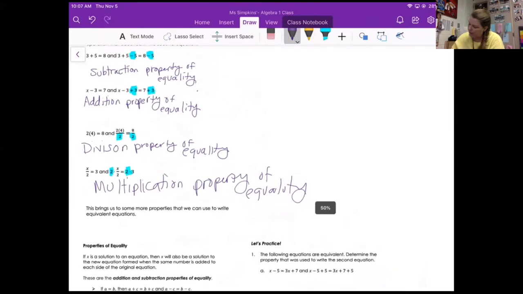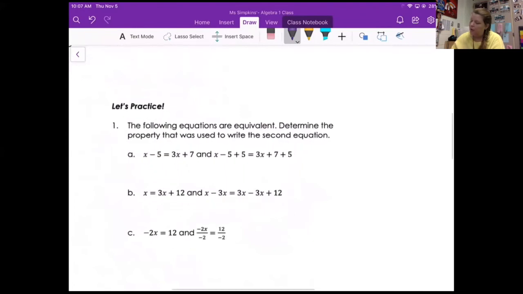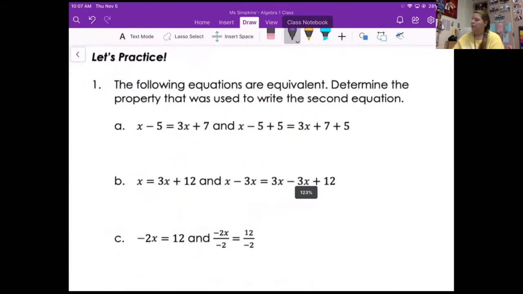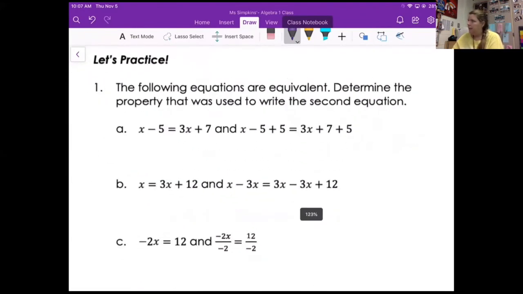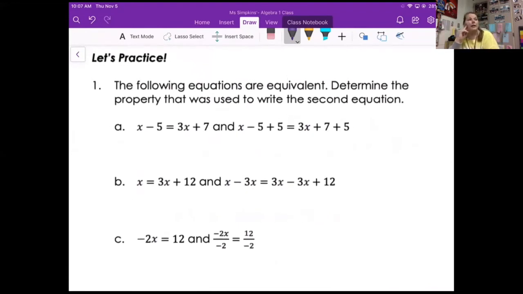So I want you to go to the let's practice. We're going to look at those 3 examples. So again, we're just determining, we're not solving. I'm going to say it a million times, not solving anything. All we're identifying is what property was used to change the first equation into the second one. So kind of like spotting the difference sort of thing.